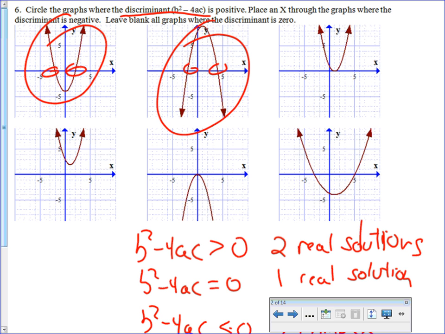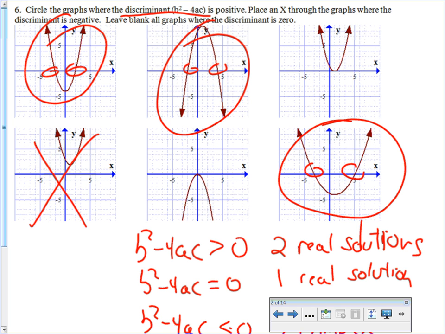This one here doesn't have any zeros, which means the discriminant is negative. The instructions say put an x on ones that are negative. Once again, only one zero, which means that the discriminant equals 0, so we leave that one alone. This one has two zeros, so we circle it. By looking at the graph, we can tell the number of zeros, and we have to link that to the information here. The number of zeros is also told to us by the discriminant.